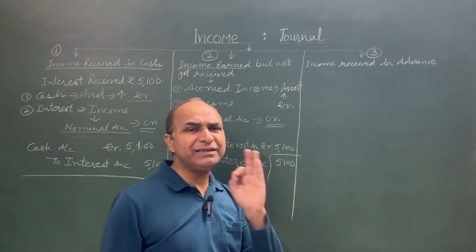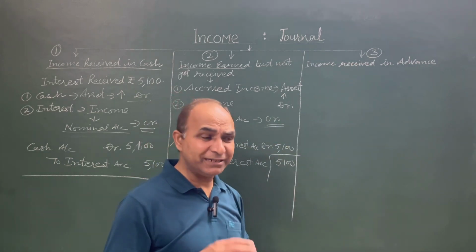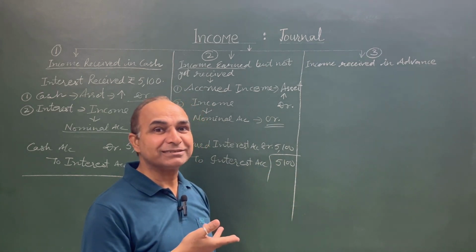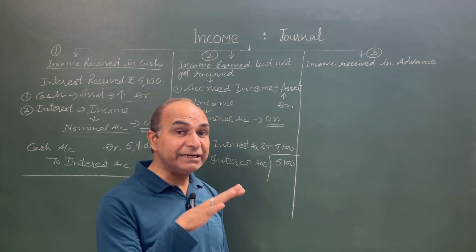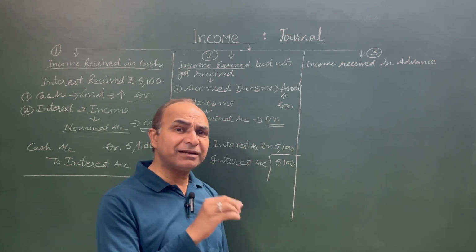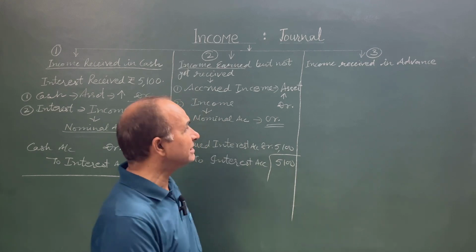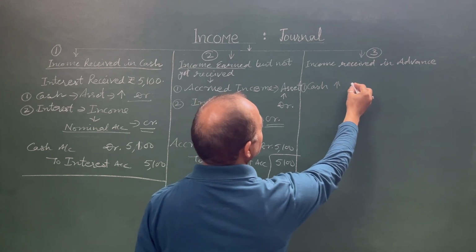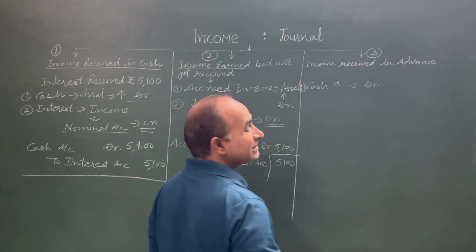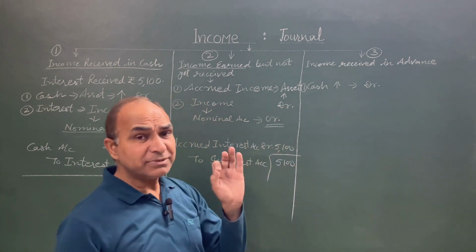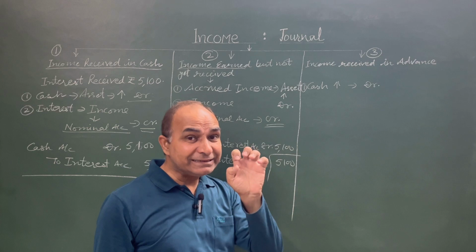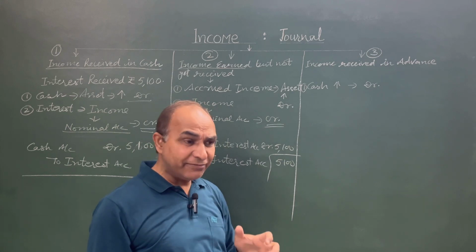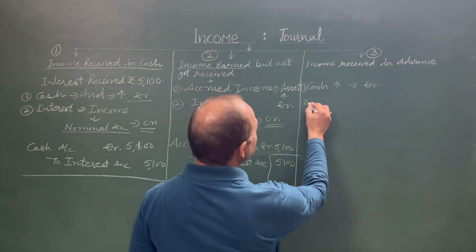Now the third case, very interesting: income received in advance. It means we have not yet worked for that income, but we received it in advance. It means that it is not our income of the current year, and it is not part of our current year income, but we have received it. It means there is an increase in cash. The first is the cash account, and whenever cash increases, it is always debited. And the second account is what? Income received in advance. It means income received but not yet earned. We have not worked for it. So the second account will be unearned income.